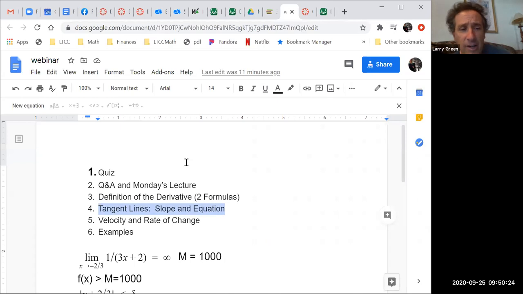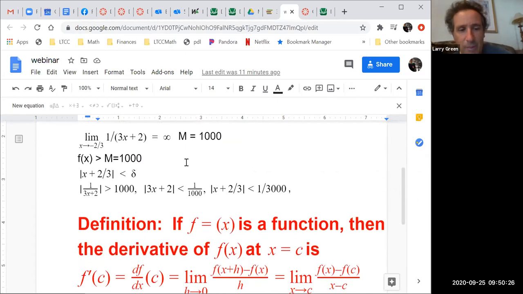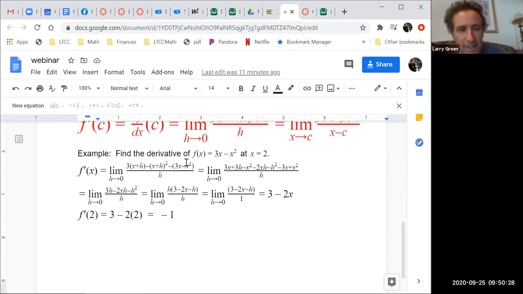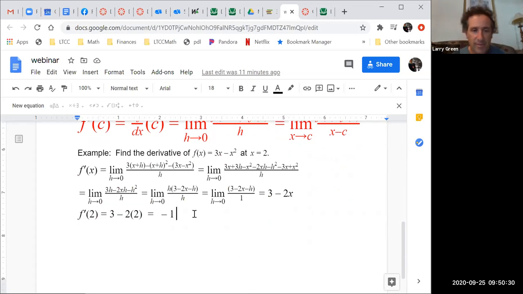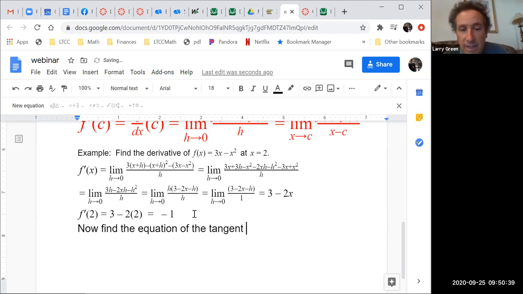Okay, let me go back to our example, but I'm going to do a kind of part B on our example. And now it's easy, as a hint. Part B will be: now find the equation of the tangent line at x equals 2.